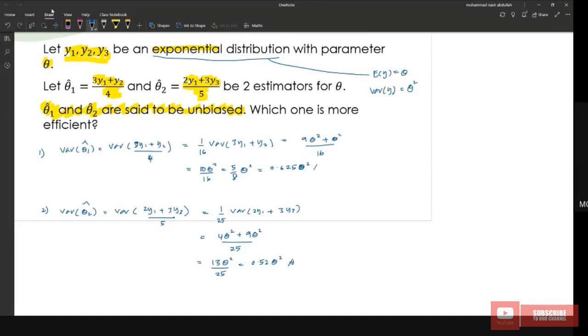So since we know that the variance of theta 1 hat is larger than the variance of theta 2 hat, we can say that theta 2 hat is the efficient estimator for theta.